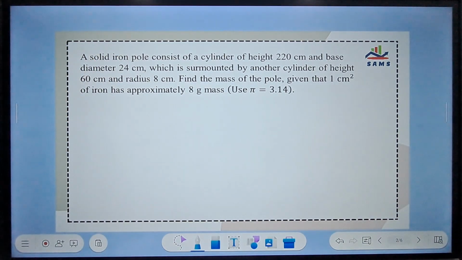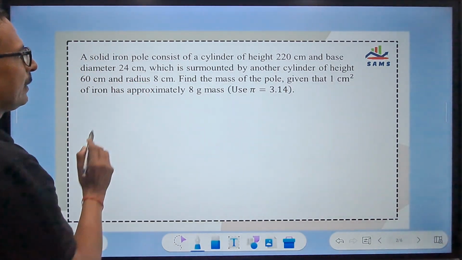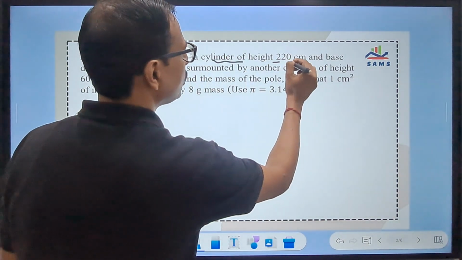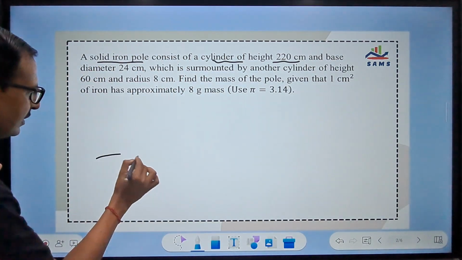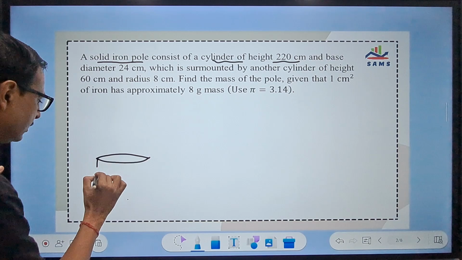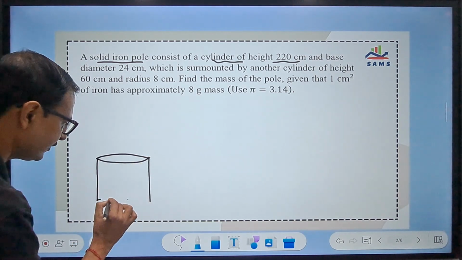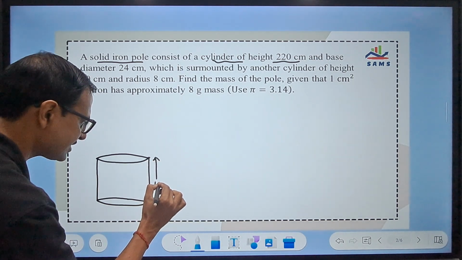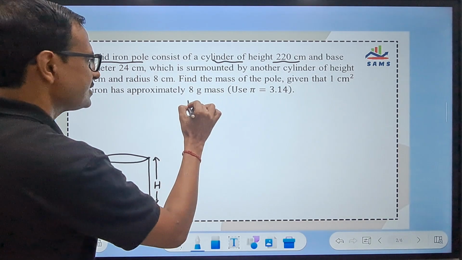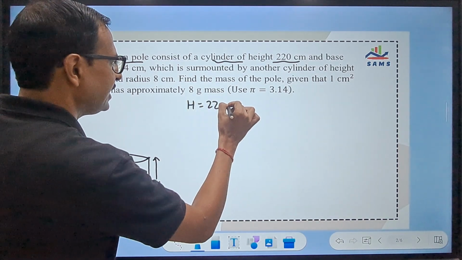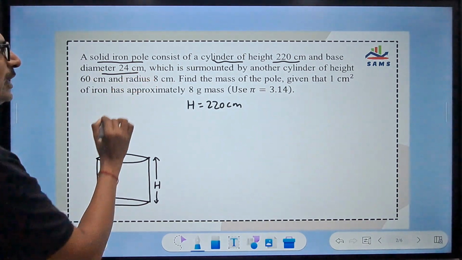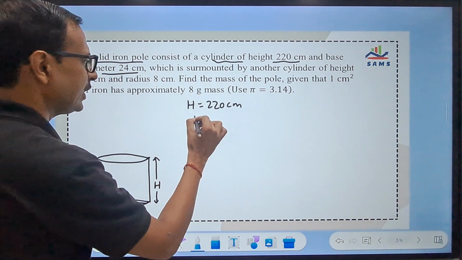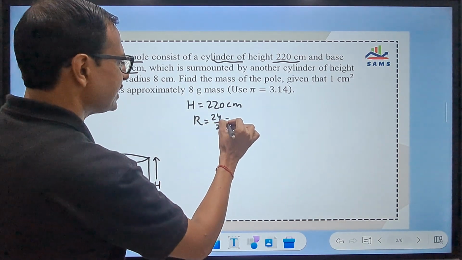So in this question there is a solid iron pole and that iron pole consists of a cylinder of height 220 centimeter. So let's draw a cylinder. This is a cylinder. The height of this cylinder is given in the question as 220. Let's assume that this is capital H, okay? So capital H is given as 220 centimeters and base diameter of 24. So this diameter is 24. So the radius capital R is 24 upon 2, that is 12 centimeters.